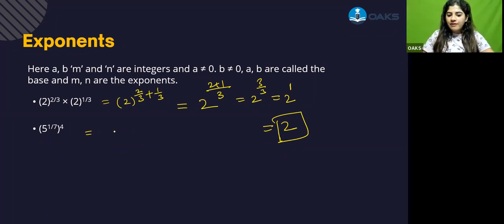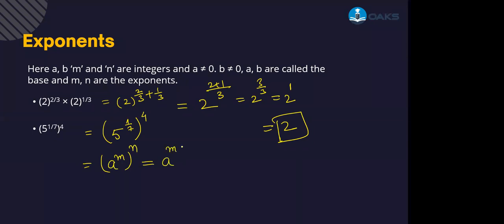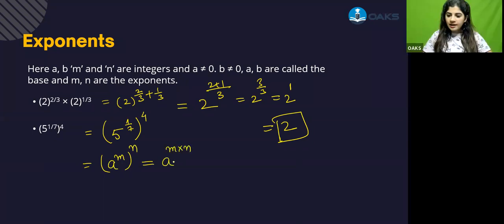So here 5 is the number. Manaswini, you can sit down and you can see. Here 5 is the base. See, 1 by 7 is the power. And there is one more power, that is 4 here. So this is first power. This is second power. Just remember this law. Do you remember this law? We can just multiply the powers. We are just multiplying the powers.